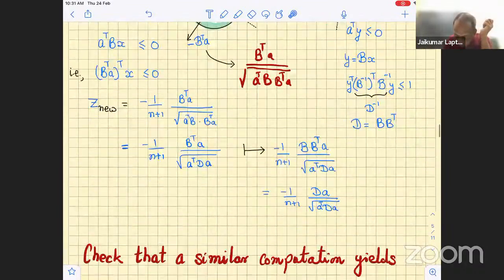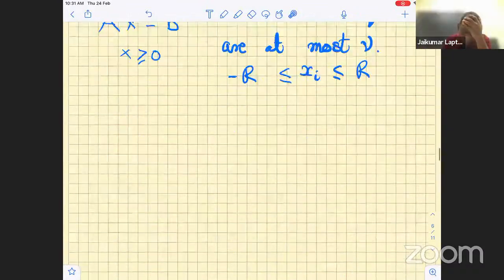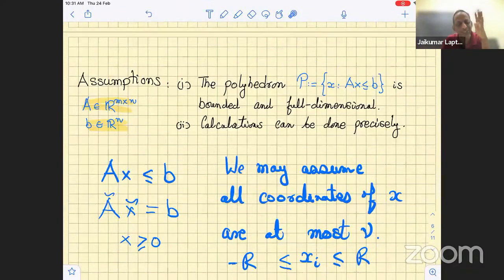Why is it full dimensional? Especially when you did the simplex method with so many equations, if you impose an equation on a system, it will not be full dimensional. You are going to cut it off. So what do you do?